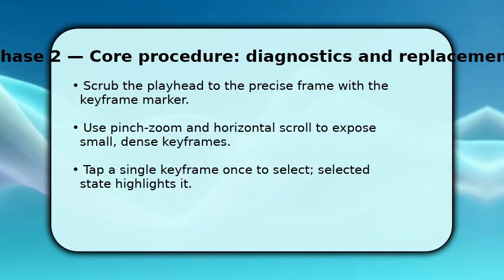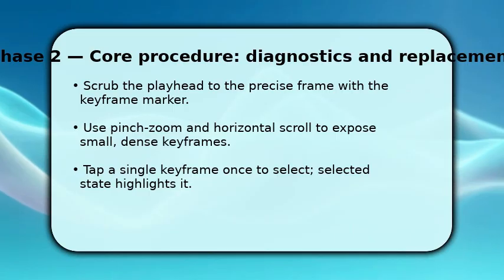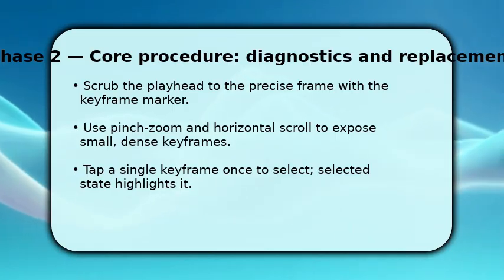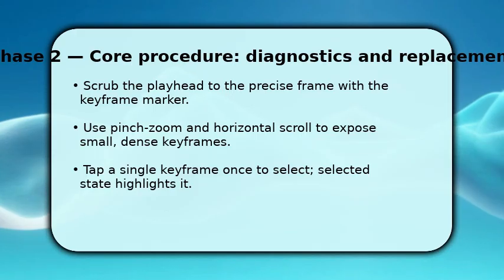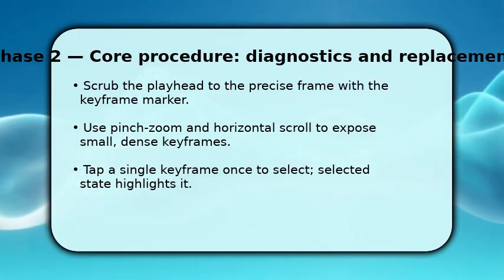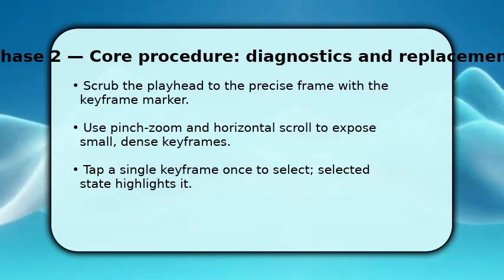Once done, pinch to zoom and scroll horizontally to separate nearby keyframes. This is crucial for crowded timelines. Tap the specific keyframe once to select it. You'll see a visual highlight. If multiple keyframes are touching, nudge the playhead slightly left or right to target the one you want, because removing the wrong keyframe alters motion unexpectedly.